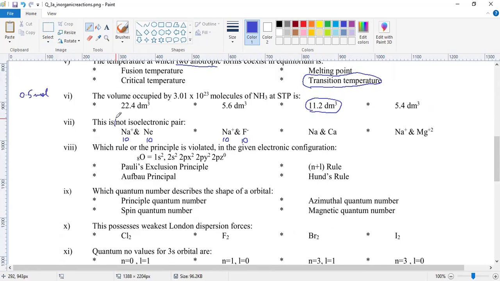And what they have asked is which is not isoelectronic. So again, sodium has 11, but calcium has 20. And here it has 10 electrons. Magnesium has atomic number 12, and 2 electrons have been lost. So it is also isoelectronic. So these all are isoelectronic except this one. So this is the correct answer.